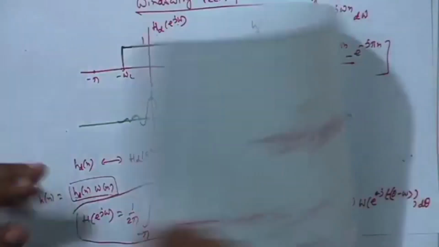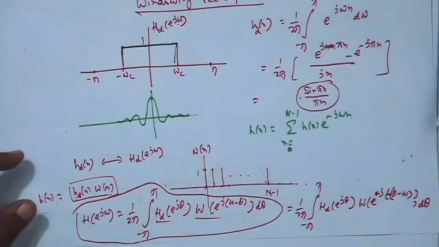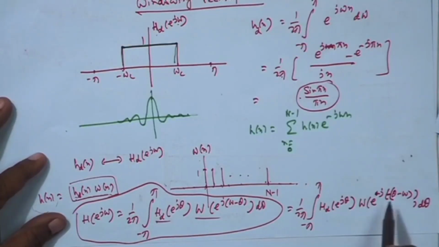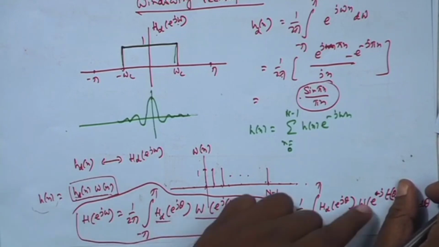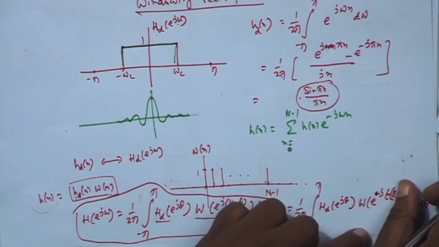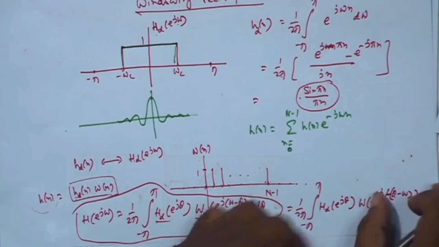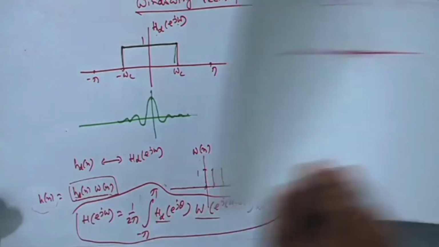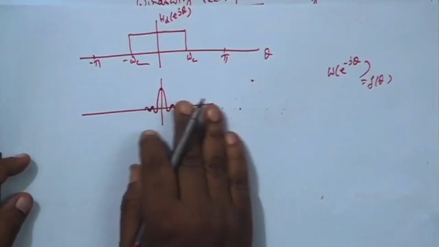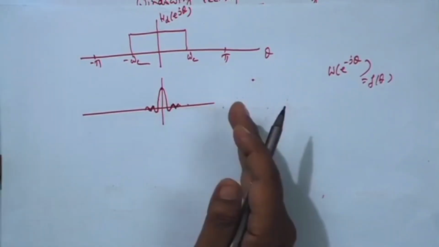Then in general, we will be shifting it by omega. If omega is 0, I have got e to the power j minus theta, which is f of theta. It is now theta minus omega. So, f of theta minus omega.